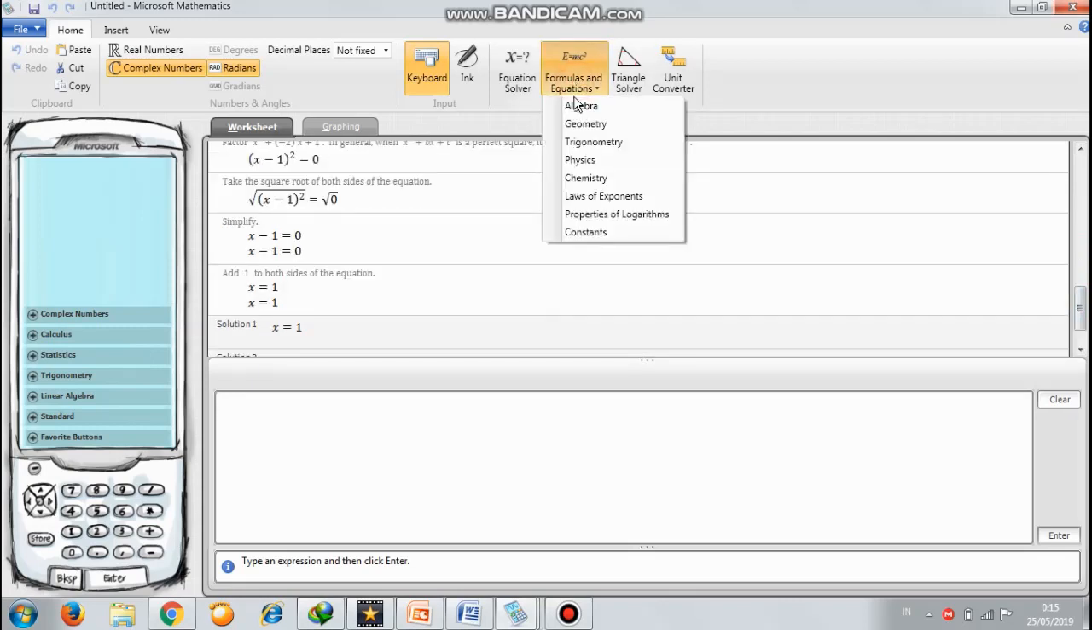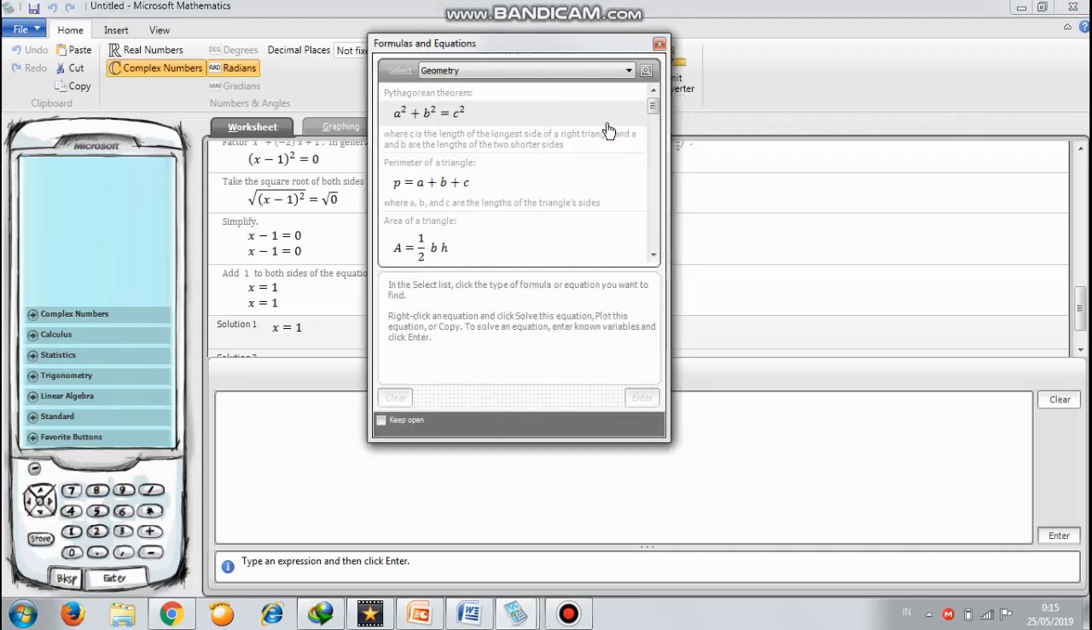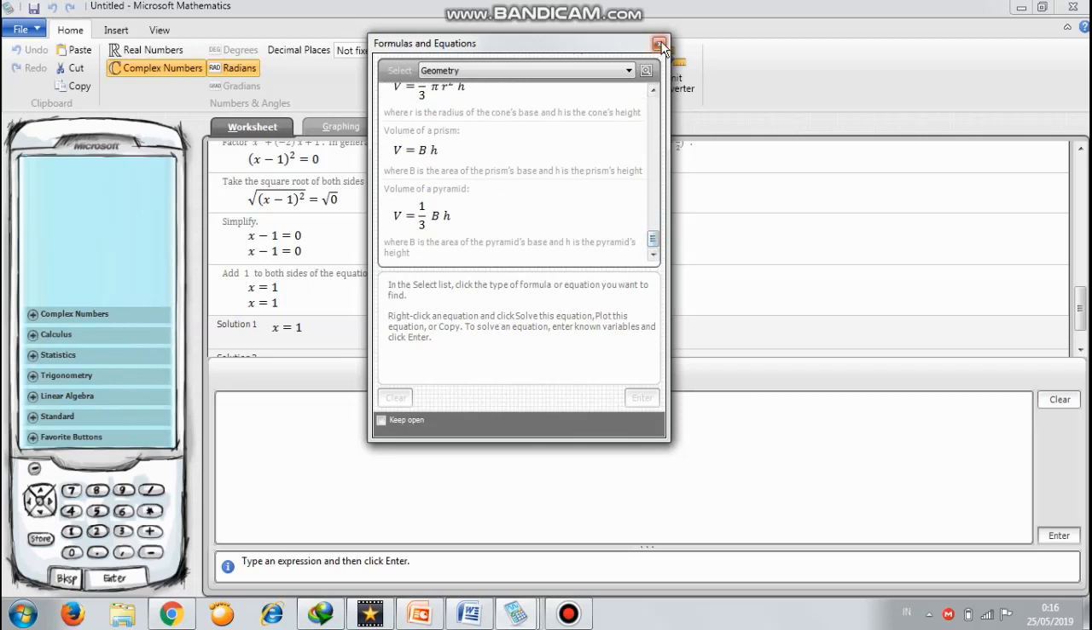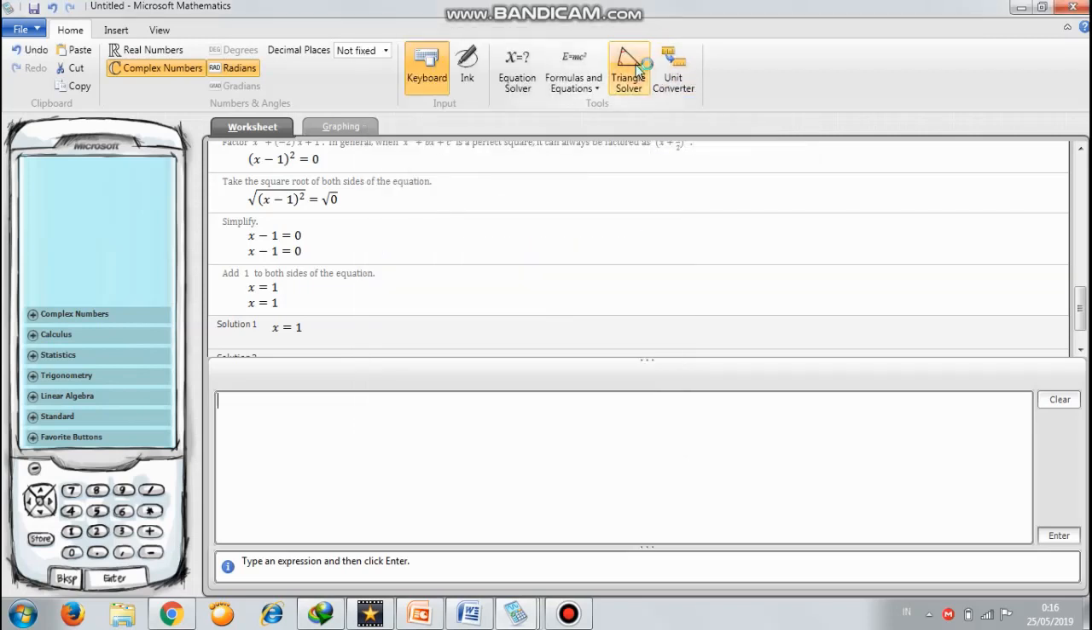And then formulas and equations, we can find algebra, geometry, trigonometry, physics, chemistry, law of exponent, properties of logarithm and constant. For example, geometry. It will show a new tab that contains many formulas. For example, the Pythagorean theorem: a squared plus b squared is equal to c squared, and if we scroll down, it will show more formulas and then try to solve.